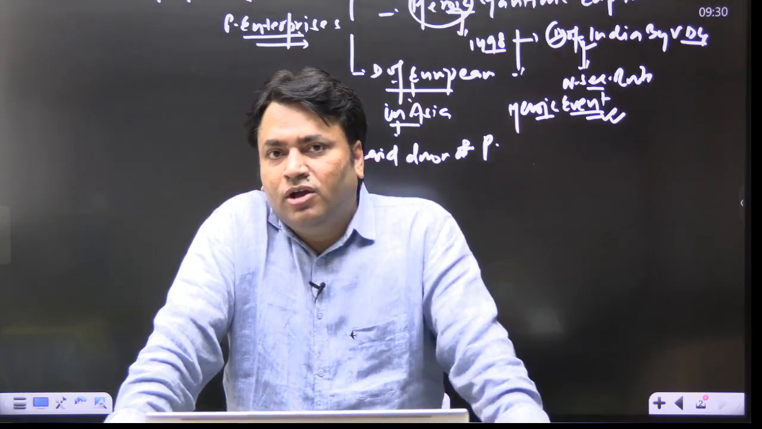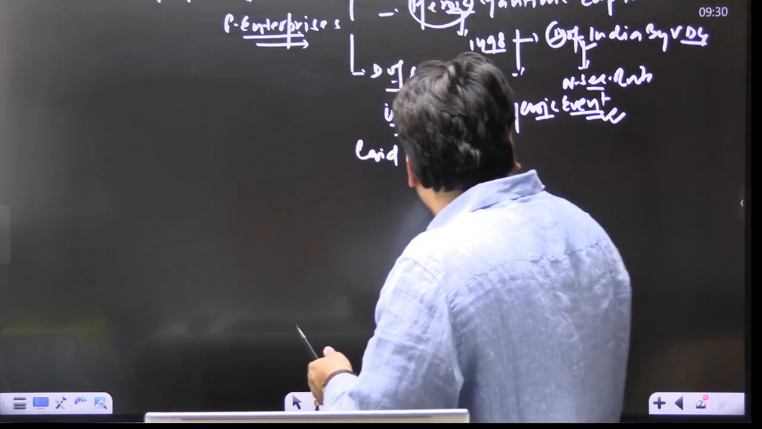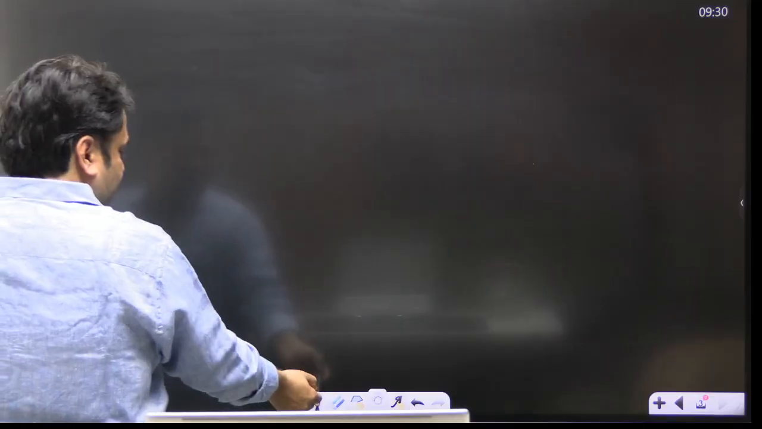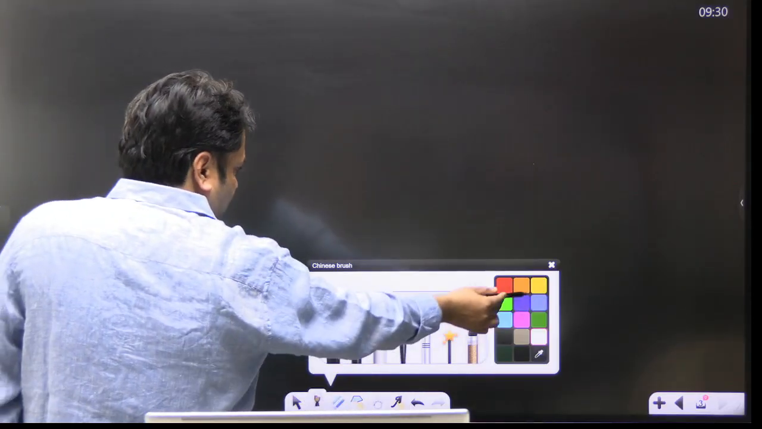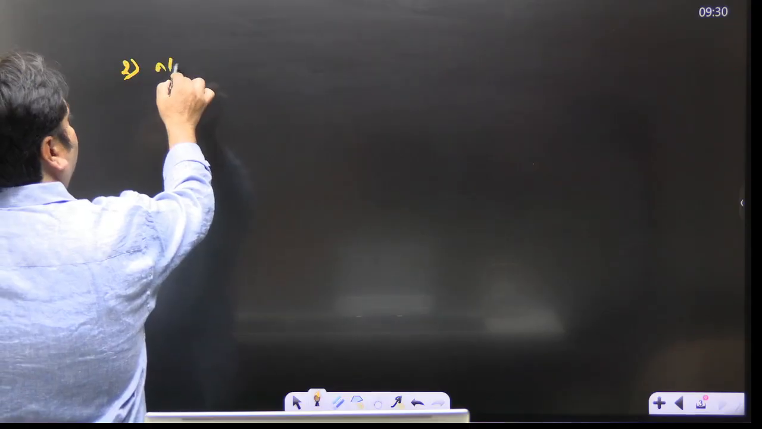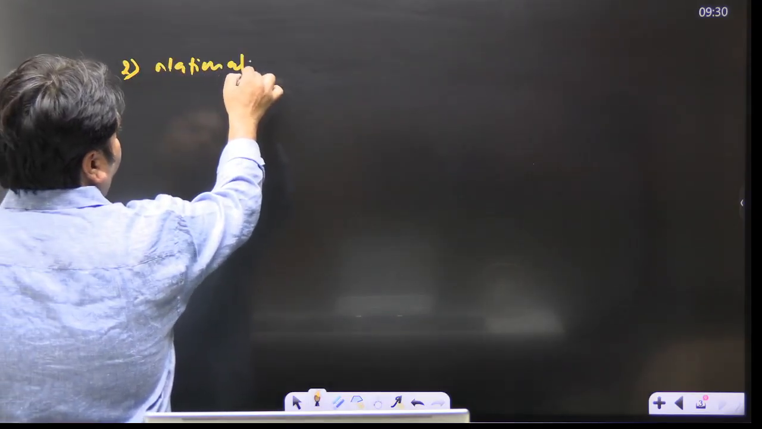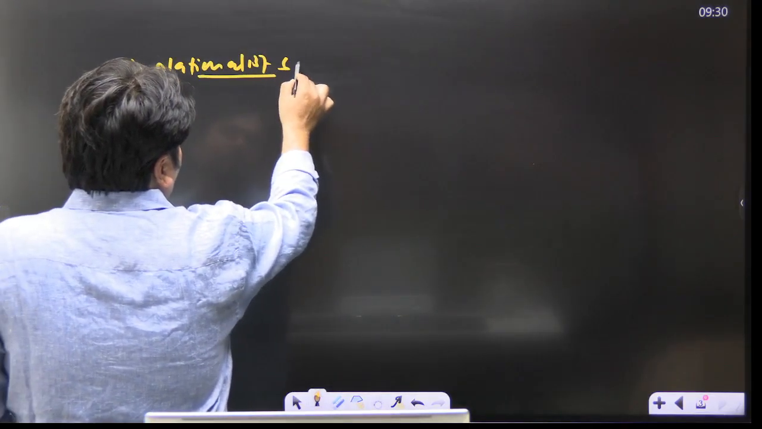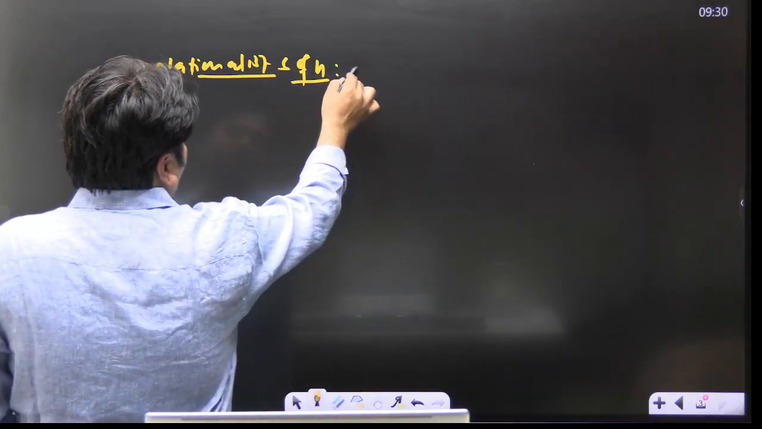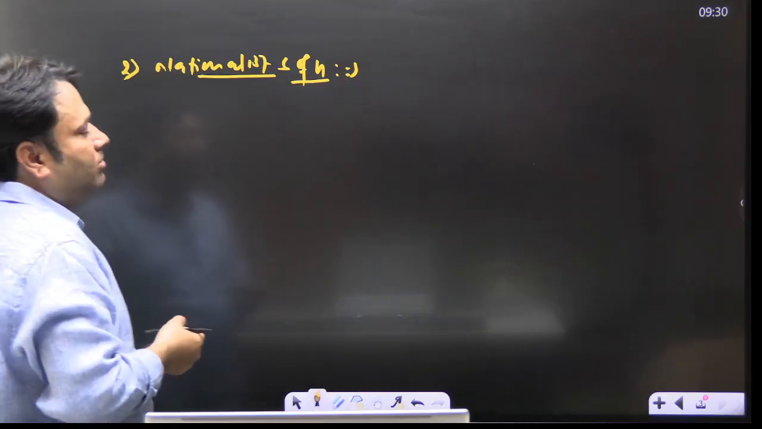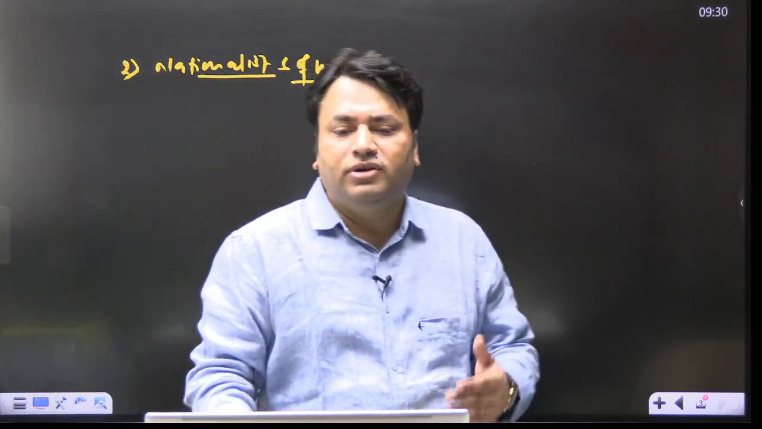Now, the second group of historians we may take here is the nationalist school of historiography. We have talked about the colonial school. Now the second school we are talking about is the nationalist school of historiography. First, a very brief introduction about the nationalist school of historiography.